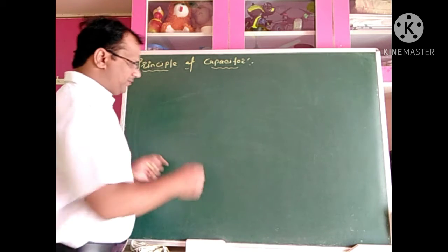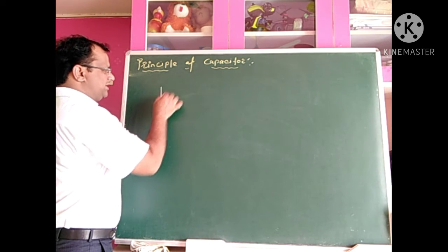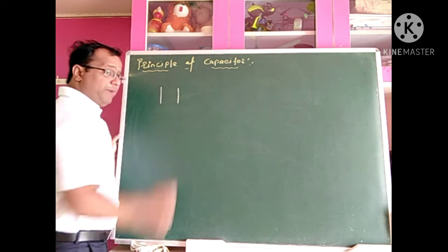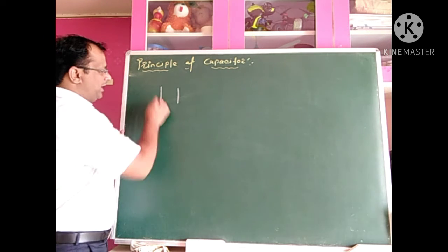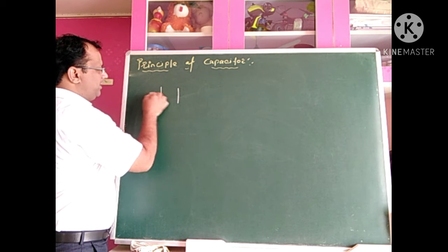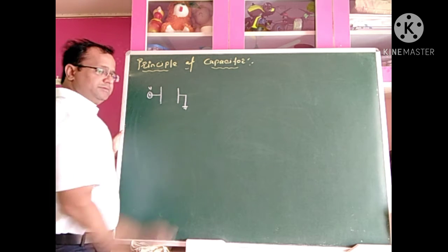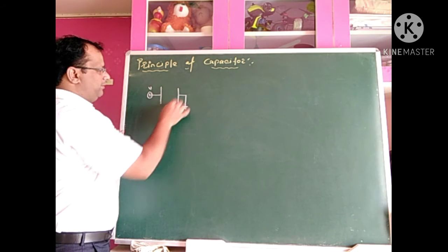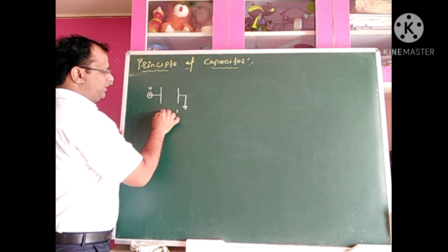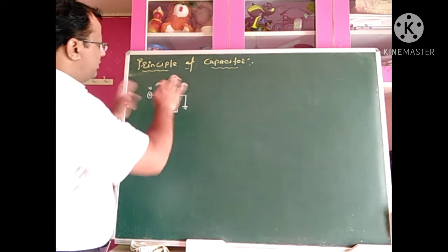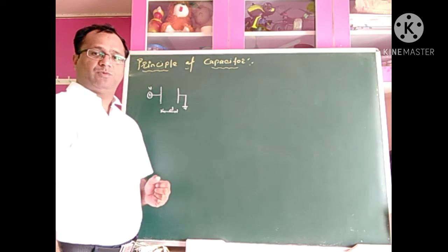We know that the capacitor consists of parallel plates. To the first plate we give a positive potential and the second plate is earthed. Between these two plates we keep a distance d. In this way a capacitor is formed.